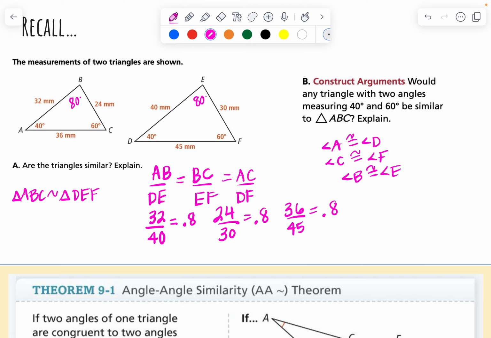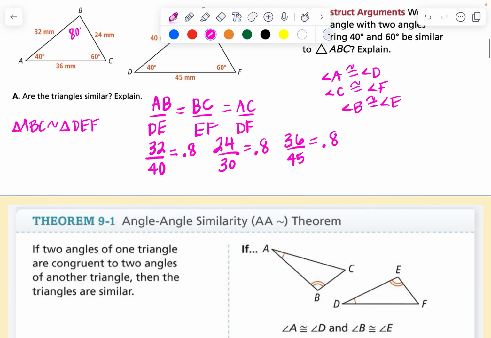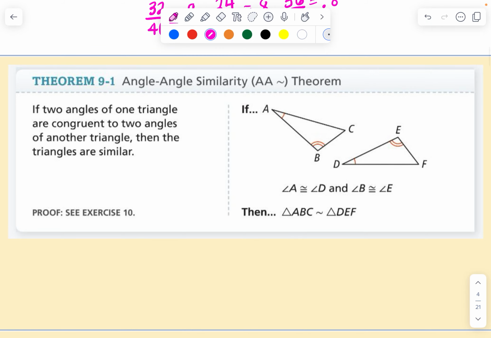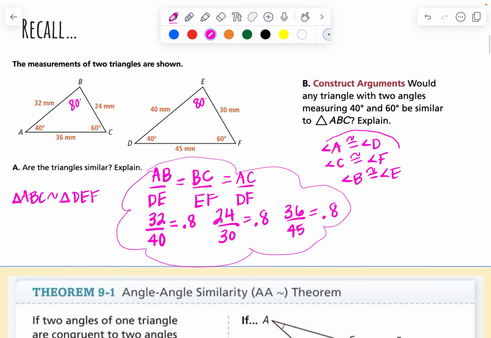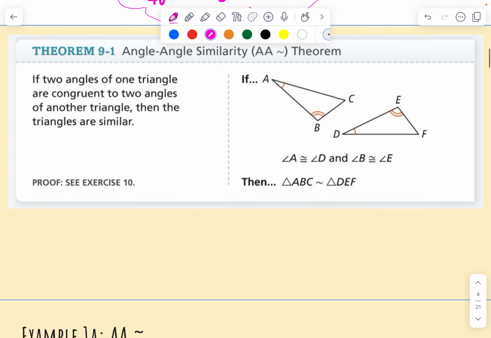So that was a lot to show. Now we're only going to need to show 2 or 3 of these things based on which theorem we're using. The first one we're going to look at is the angle-angle similarity theorem, which says if 2 angles of one triangle are congruent to 2 angles of another triangle, then the triangles are similar. So looking up here, without having to do all of this work, all I really needed to know was that these 2 angles were congruent to say that the 2 triangles were similar.